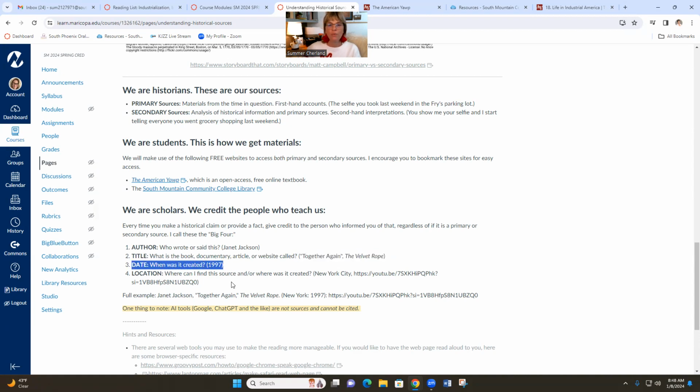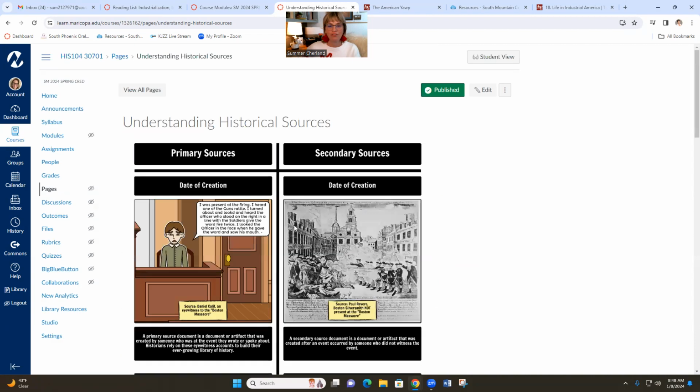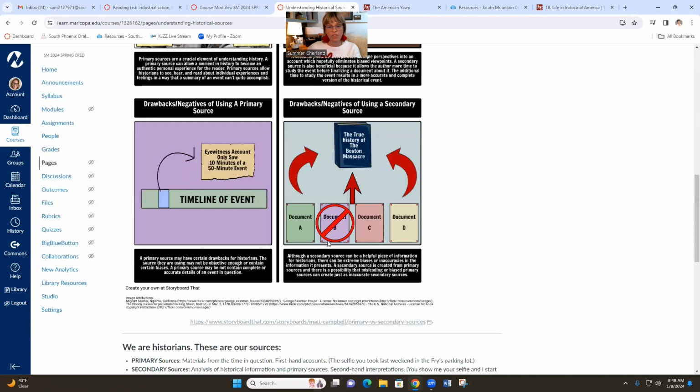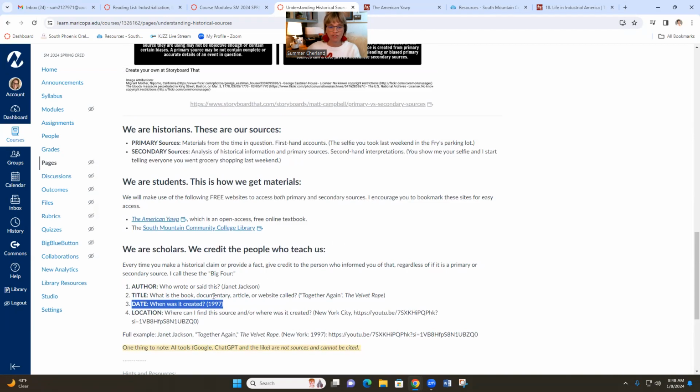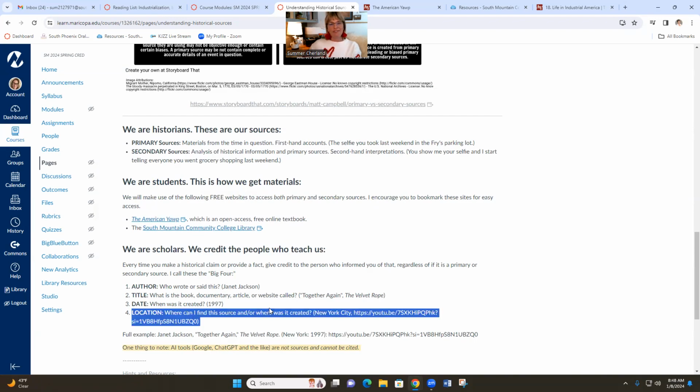Date. When was it created? Remember, on our infographic, you can tell the difference between a primary source and a secondary source often based on when it was created. Was it created in the time in question? Was it created after the fact? So with Janet Jackson's, let's say it was created in 1997. Location. Where can I find this source and or where was it created?